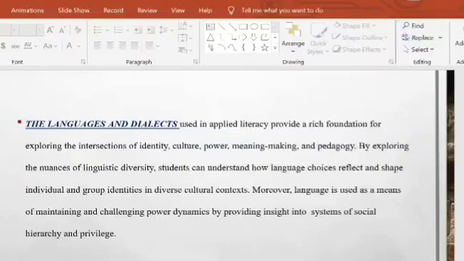Now, the way we use language and dialects in our composition, and exploring the different identities, cultures, and pedagogy and linguistic diversity, is where people can understand how different languages reflect and shape personal identities, their culture, their background, and so on.